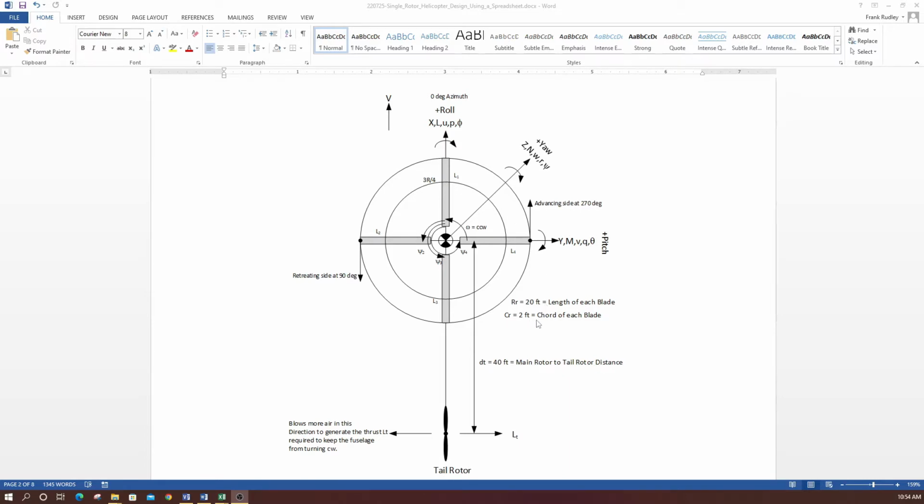So we have a chord of our blade. We picked 2 feet, and this is part of the design process. You take a guess at first, and then you refine it in the parametric analysis. So I'm guessing 2 feet is maybe a good chord, a nice round number, and 20 feet is a good radius. From there, depending on your requirements, you could tweak these back and forth in the parametric analysis to figure out what gives you the best performance.